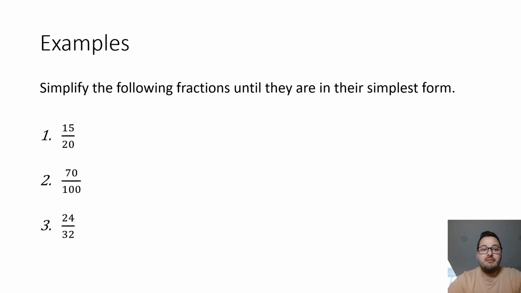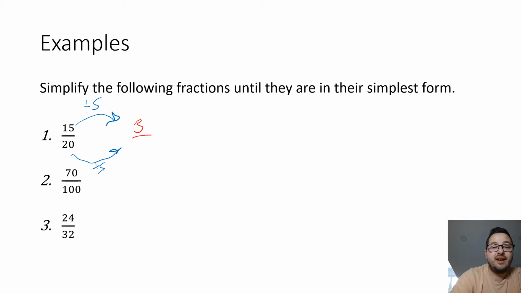Okay, so some examples then. Simplify the following fractions until they are in simplest form. Question number 1, 15 and 20. We're thinking what times table are 15 and 20 in? They're in the 5 times table, aren't they? So we want to divide the top and bottom by 5. 15 divided by 5 is 3, and 20 divided by 5 is 4. So this fraction is equal to 3 over 4, and that's in its simplest form because I can't divide it by anything else.